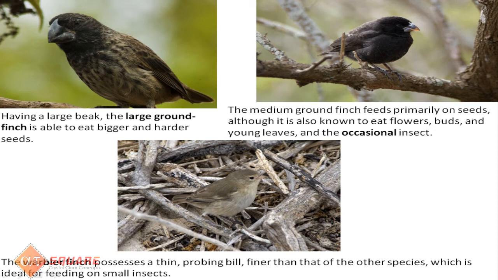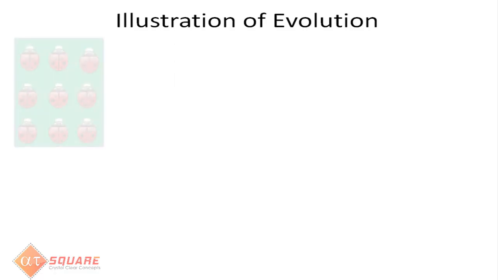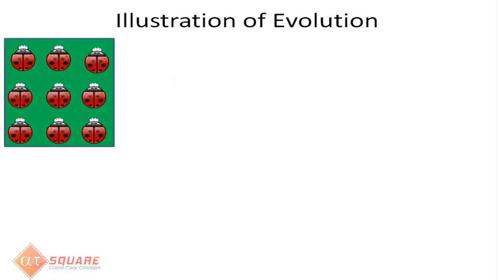Let us take a look at some other illustrations of evolution. Let us consider a group of 9 beetles. They live in some bushes with green leaves.